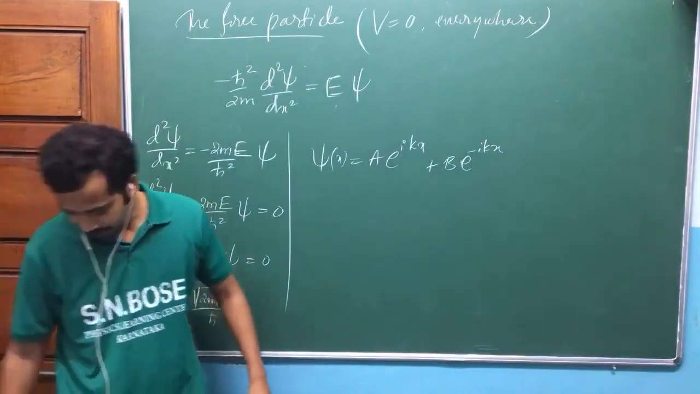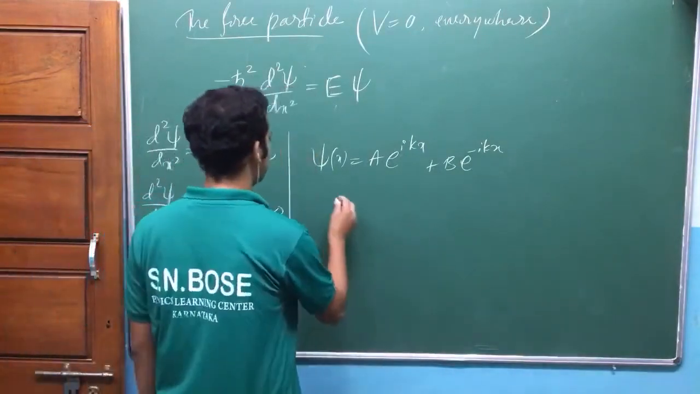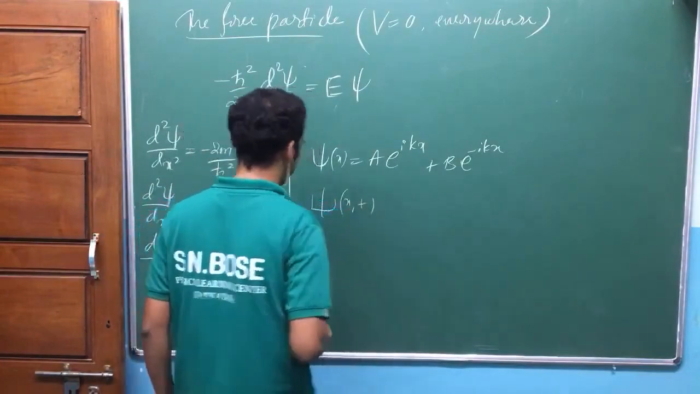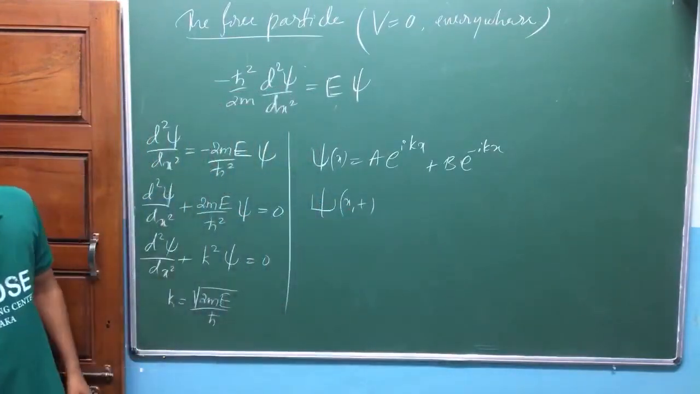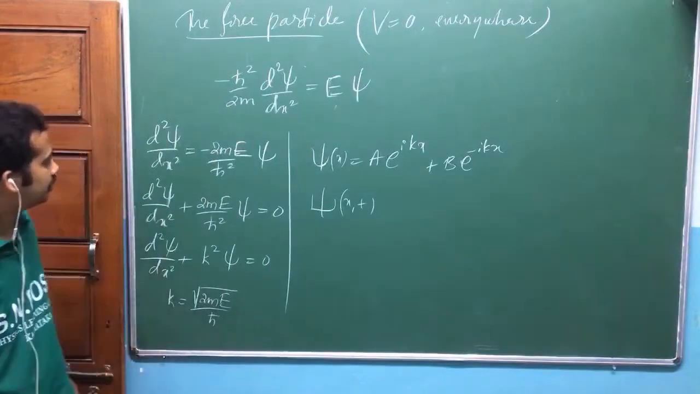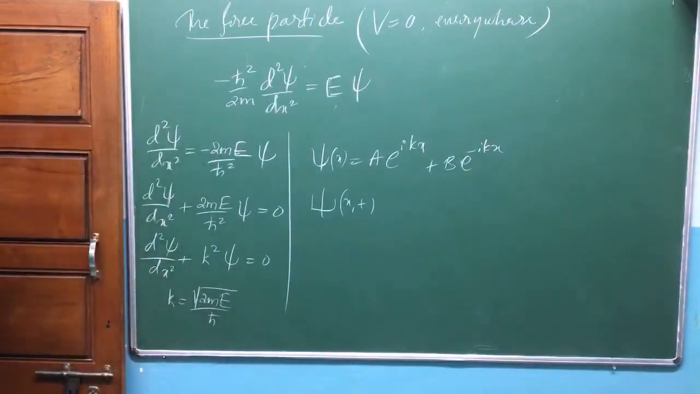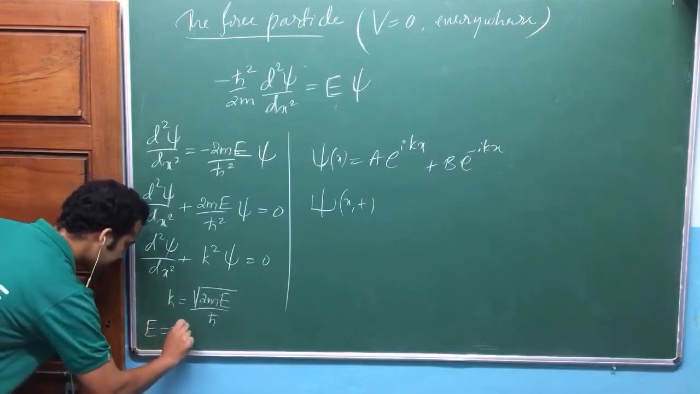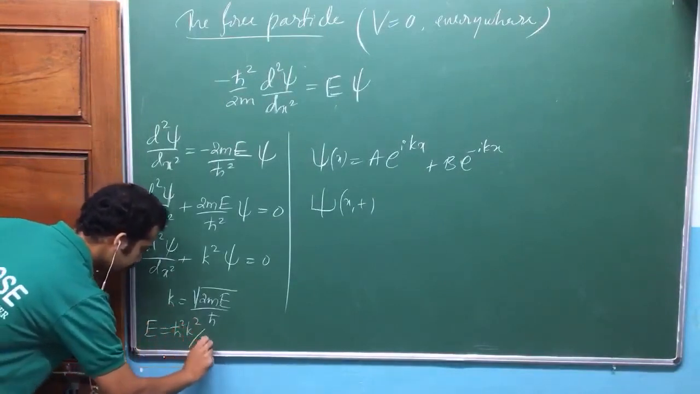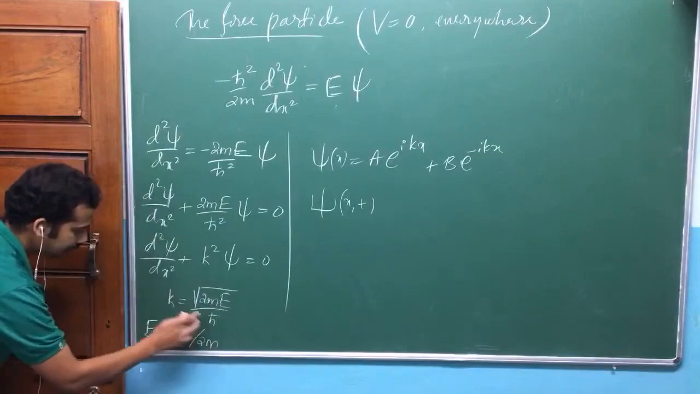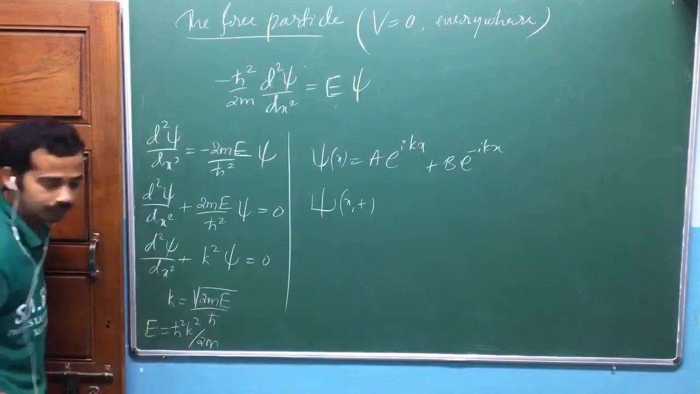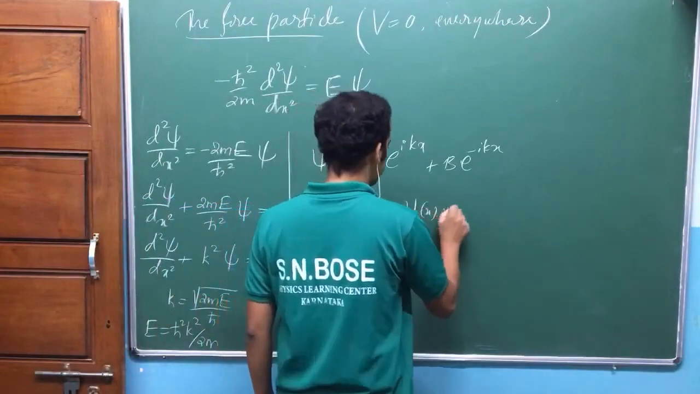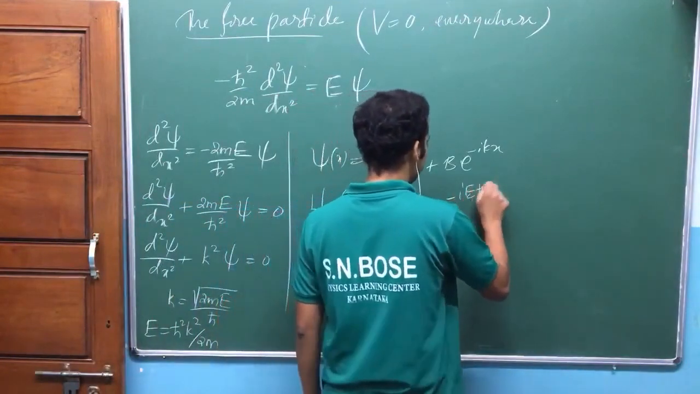Now look at here. If I write my psi of x comma t, again obviously, what is my energy here? How do you define energy out of this one? Energy is equal to h bar square k square by 2m. Can I write like this? If you solve it for energy, h bar square k square by 2m. So psi of x comma t is equal to psi of x into e power minus i E t by h bar.